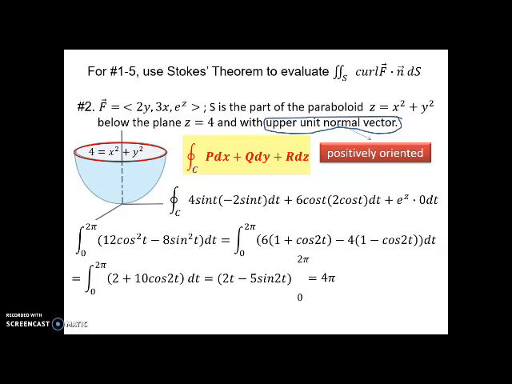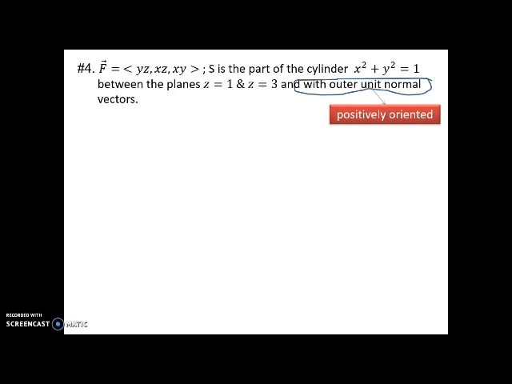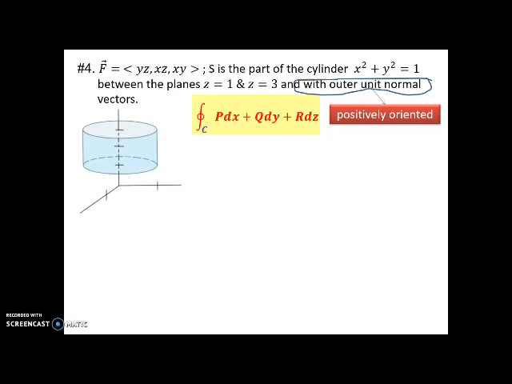Okay, let's move on to number 4. Different vector field. And S is the part of the cylinder x squared plus y squared equals 1 between the planes z equal 1 and z equal 3, again with outer unit normal vectors. In other words, we have to do a positively oriented, and it will be because we're doing the line integral. There's our line integral. There's our cylinder, but this time we've got 2 boundary curves, C1 and C2. So we need to do 2 line integrals.